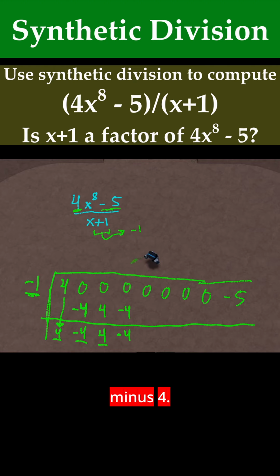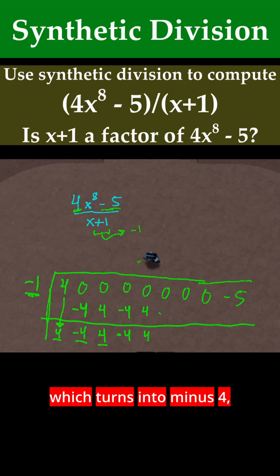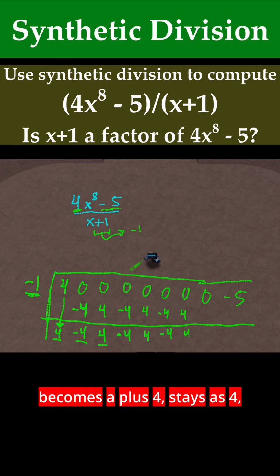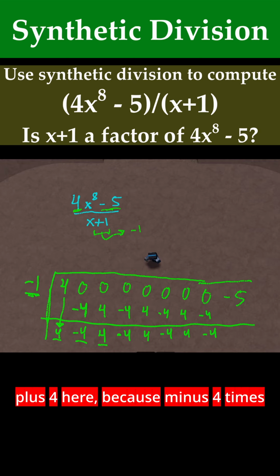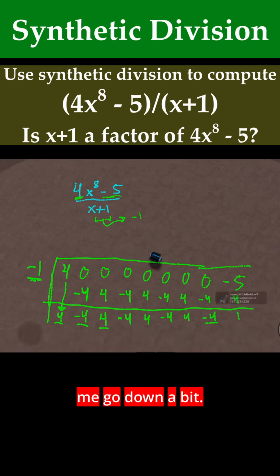And we're just going to alternate plus 4 and minus 4. So minus 1 times minus 4 becomes plus 4. And then this will be a 4, which turns into minus 4, which stays as a minus 4, which becomes a plus 4, stays as 4, turns into a minus 4, minus 4. And then you'll finally have a plus 4 here, because minus 4 times minus 1 is plus 4. And then minus 5 plus 4 is just 1. And then now let me go down a bit.